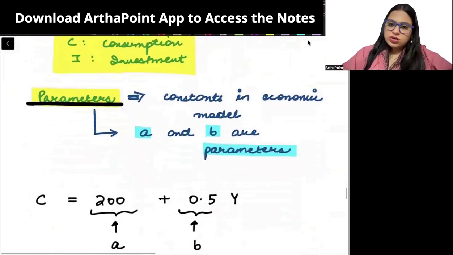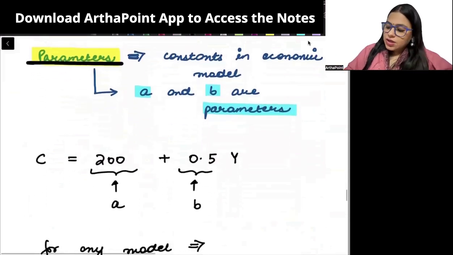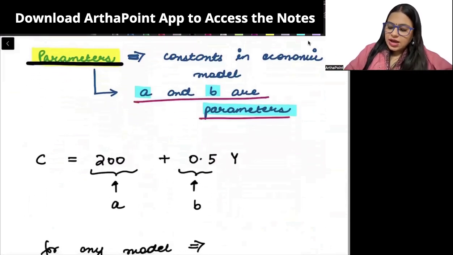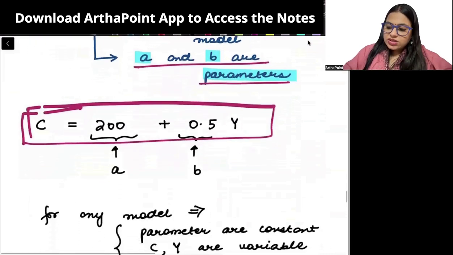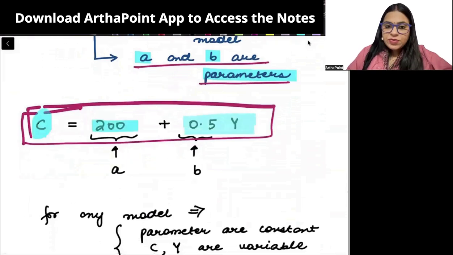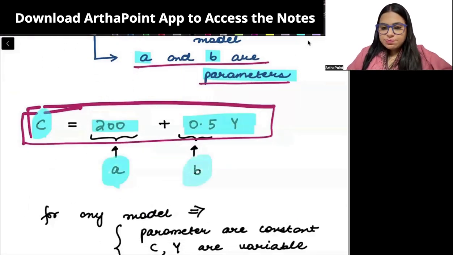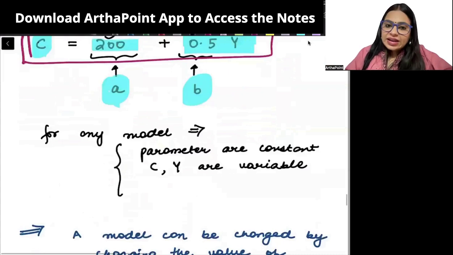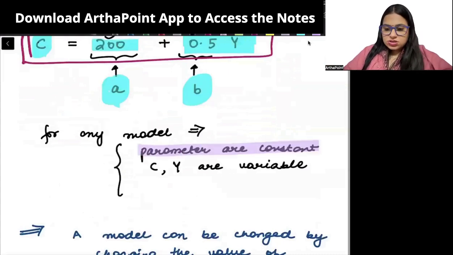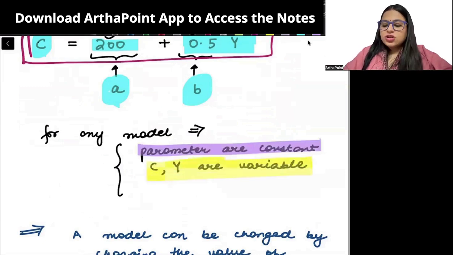So this is exactly what is written here. Let us try to analyze it better. So here I have mentioned that a and b are parameters. जैसे for example, if this is a consumption function, तो हमने इसको लिख दिया फिक्स के टर्म्स में कि c is equal to 200 plus 0.5y. तो 200 को a मान लो, b को 0.5 मान लो. These are your parameters, right? For any model, parameters are constant. Parameters को constant माना जाता है. And c and y are your variables.